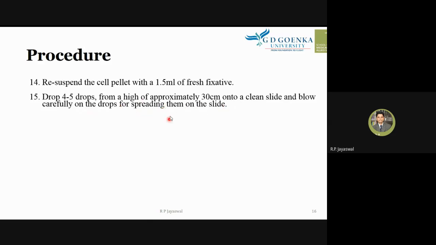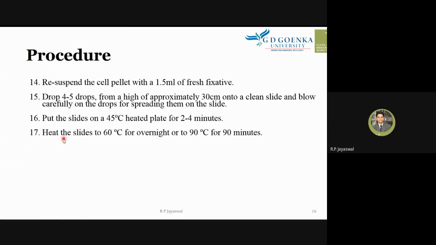Means we have to just make a smear. We add 4 to 5 drops of these cells, and then blow carefully on the drops so that they spread on the slide. Then put the slides on a 45 degrees Celsius heated plate for 2 to 4 minutes. Then we again heat the slide at 60 degrees Celsius overnight, or 90 degrees Celsius for 90 minutes.